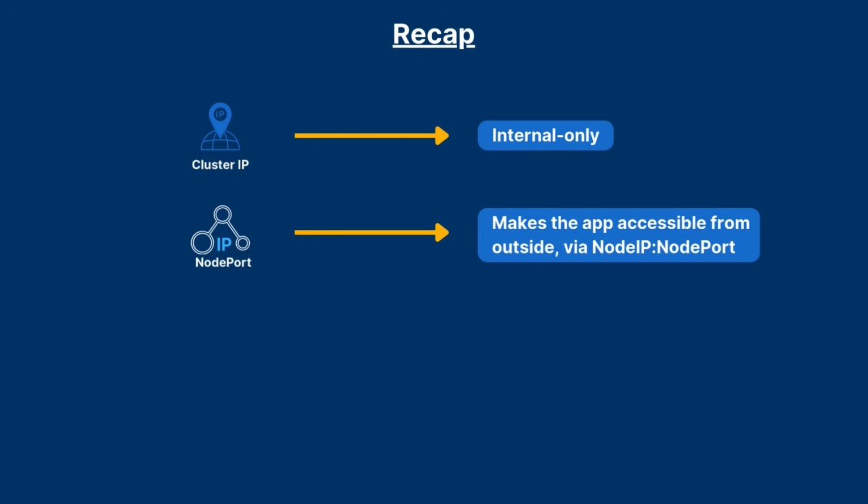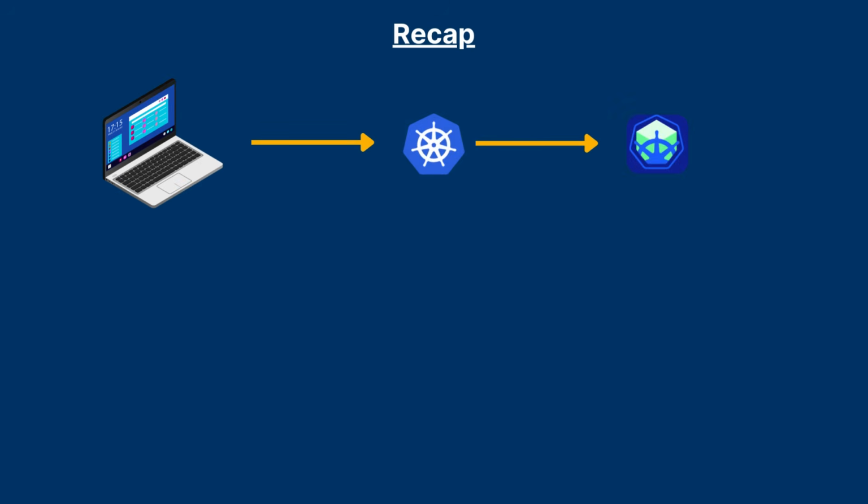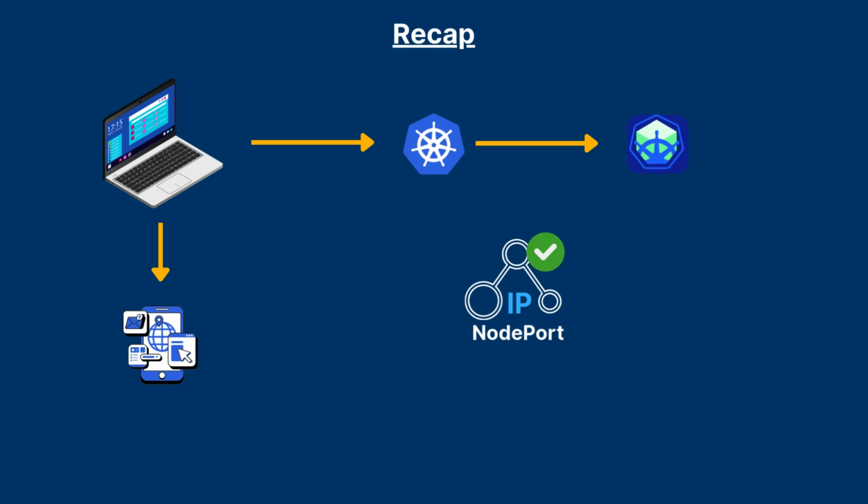So let's have a quick recap. ClusterIP is internal only. NodePort makes your application accessible from outside via node IP colon NodePort. Let me give you an example scenario. If you are running Kubernetes on Minikube and you want to test your application from your laptop browser, NodePort works perfectly.